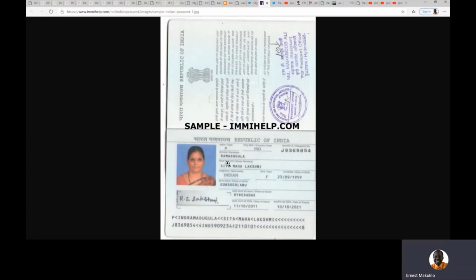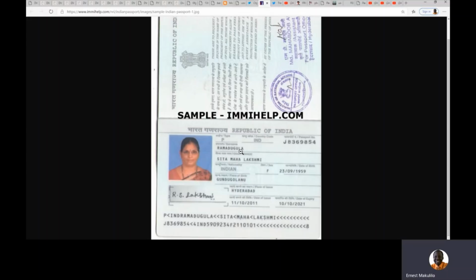This person has the surname Ramadugula, so this is the last name. But the given names are Sita Maha Lakshmi. So this person has either two first names or two middle names, depending on the name. So this is what you do.